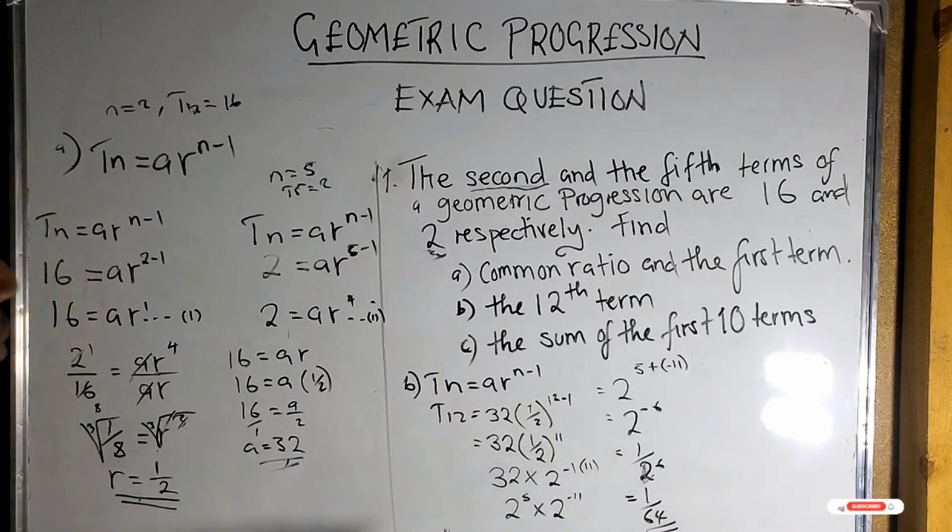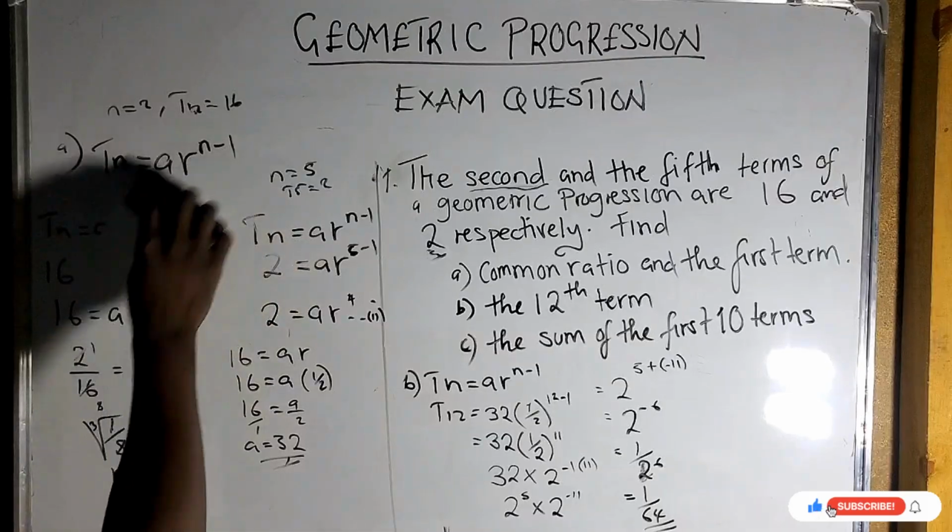Okay, you can still use the calculator. When you reach this stage, you're still going to get 1 over 64. So that is the 12th term. Let's now look at the last question. Let's solve it from here.